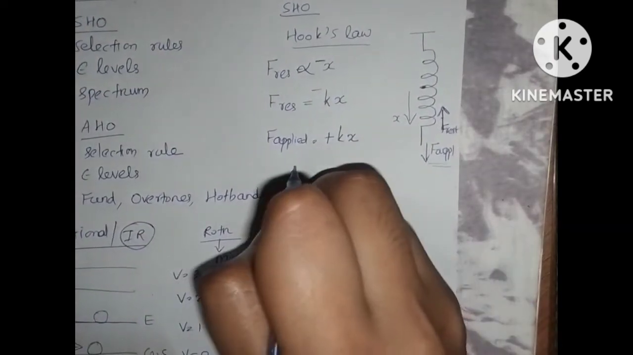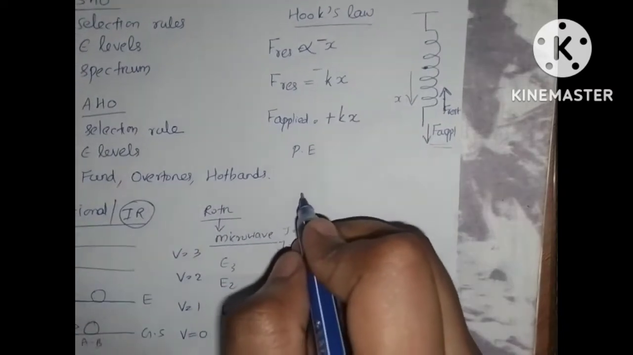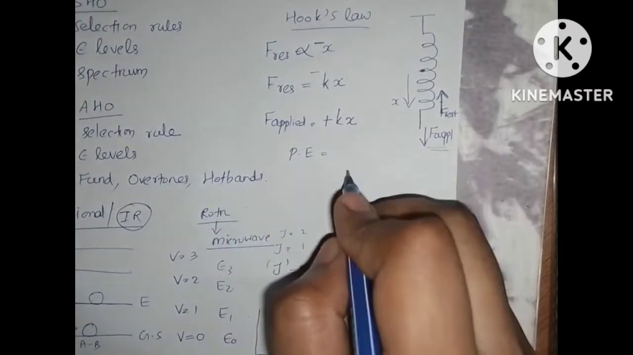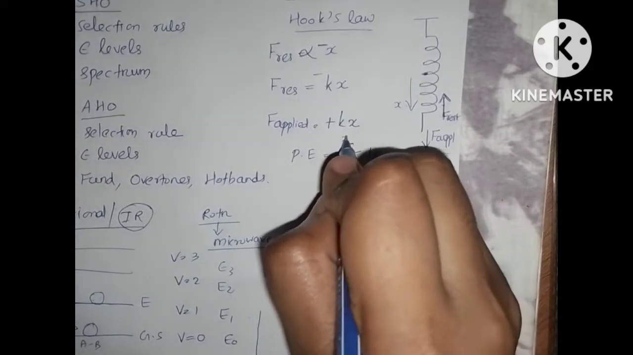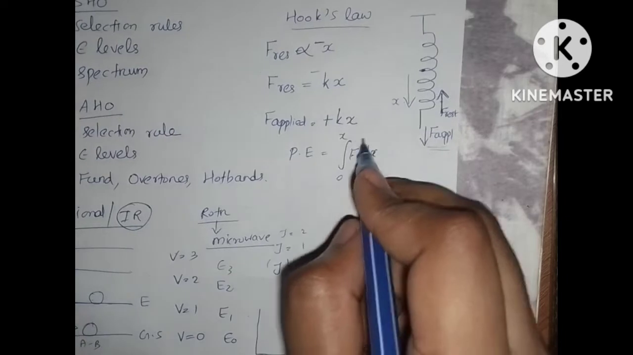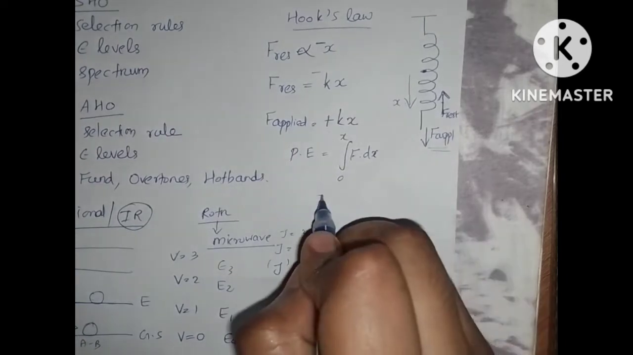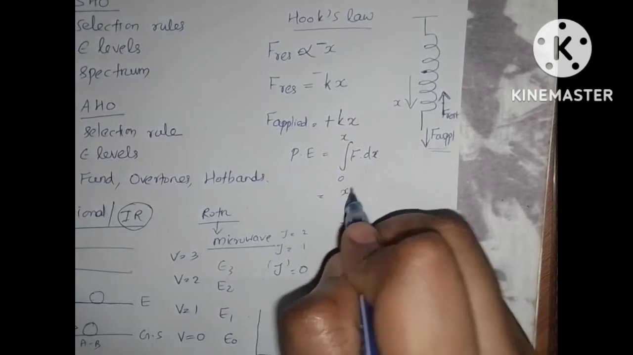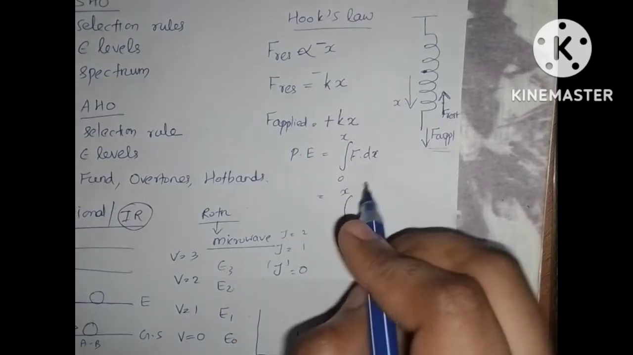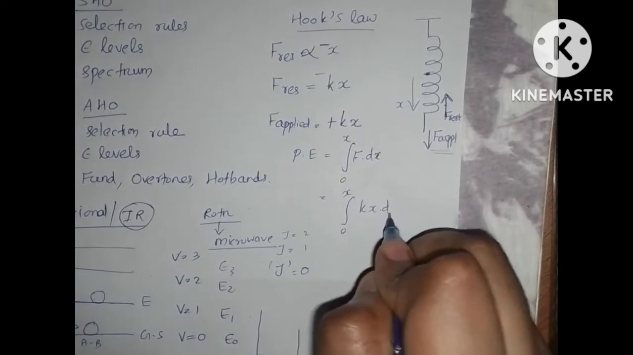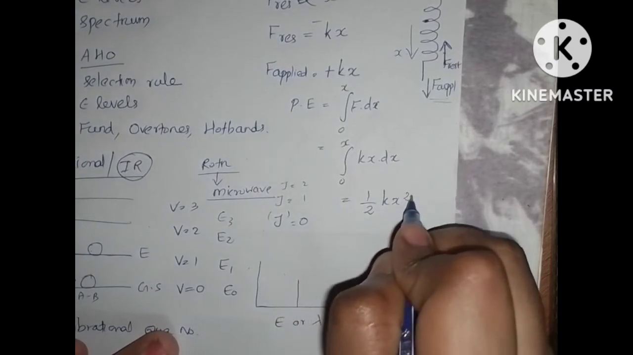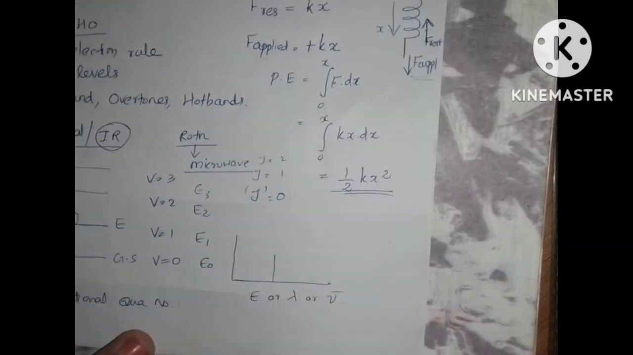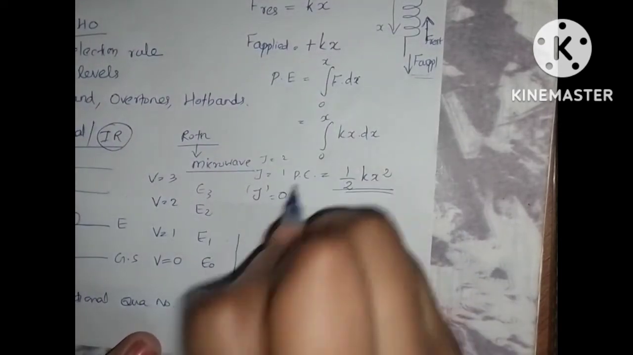Then we have to find the potential energy of this simple harmonic oscillator. We will get the integral F dot dx equation. We will use 0 to x because potential energy is force into displacement. So in the place of F we have to put F applied, which is positive Kx dx. So integrating this, we will get half Kx square. Simple derivation we have already studied in small classes. So we get potential energy as half Kx square.